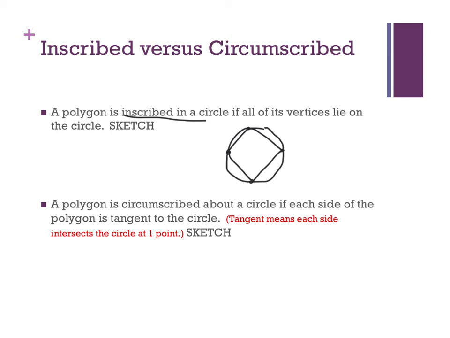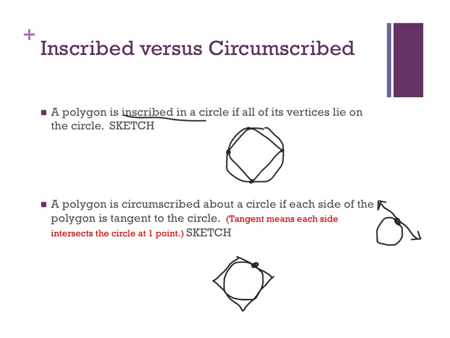Okay? A polygon is circumscribed about a circle if each side of the polygon is tangent to the circle. Tangent means each side intersects the circle at one point. So if I draw a circle here, I'm just going to draw a picture of what tangent means. This line is tangent to the circle because it only intersects the circle in one point. Okay, so what I've drawn here is a polygon that's circumscribed about the circle.